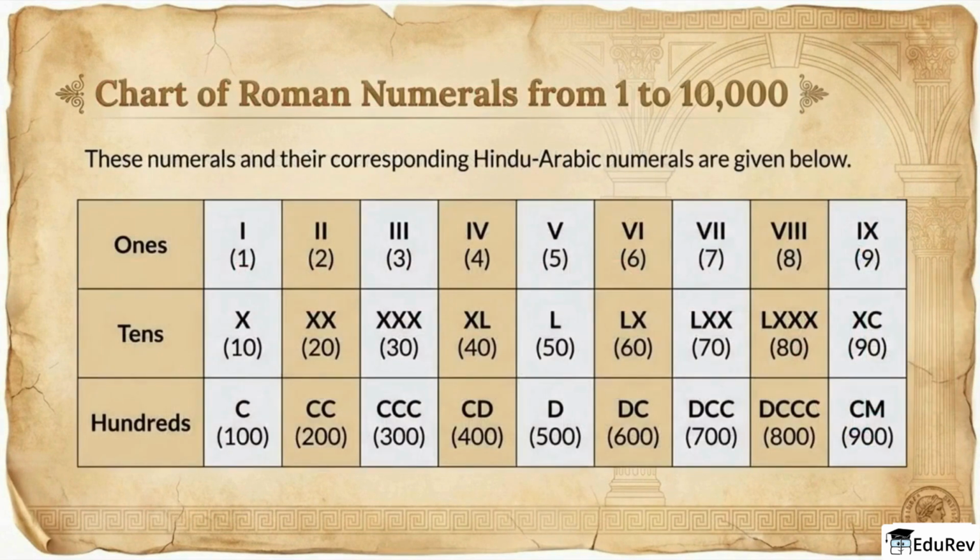The symbols map directly to our usual Hindu-Arabic numbers in predictable patterns. For example, the units run I, II, III, IV, V, VI, VII, VIII, IX. The tens run X, XX, XXX, XL, L, LX, LXX, LXXX, XC. And the hundreds run C, CC, CCC, CD, D, DC, DCC, DCCC, CM. Thousands are written as M, MM, MMM, and so on.